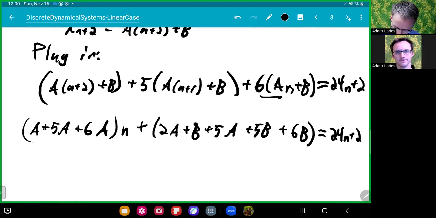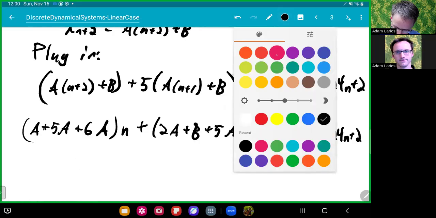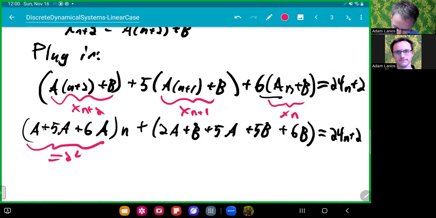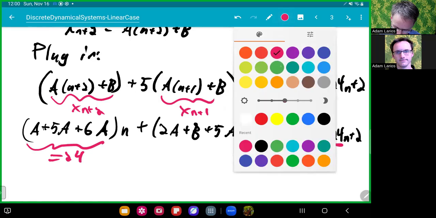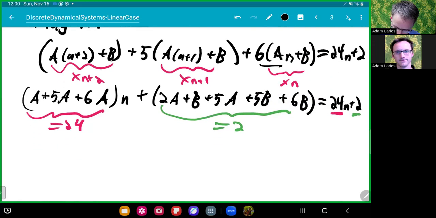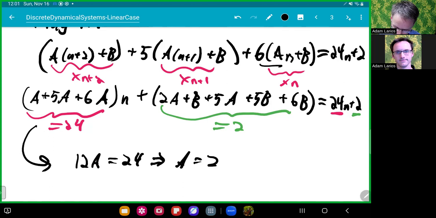But notice this is just a polynomial in n, so the coefficients should agree. Let's label a couple of things just to be clear. This was x_{n+2}, this was x_{n+1}, and this is x_n. This thing is supposed to equal 24, equating with the left, and this one is supposed to equal 2, equating with the 2 on the right. From this one, notice that that's just 12a, and it's supposed to equal 24, which tells us that a is equal to 2.